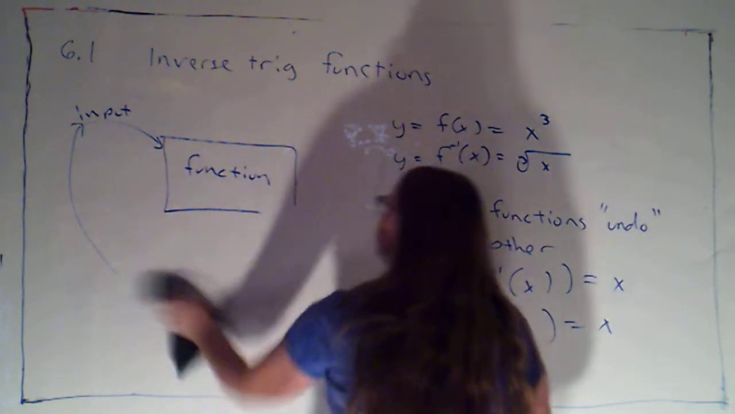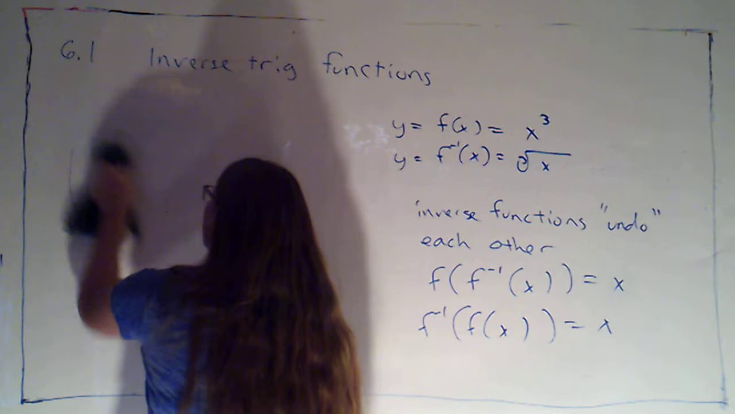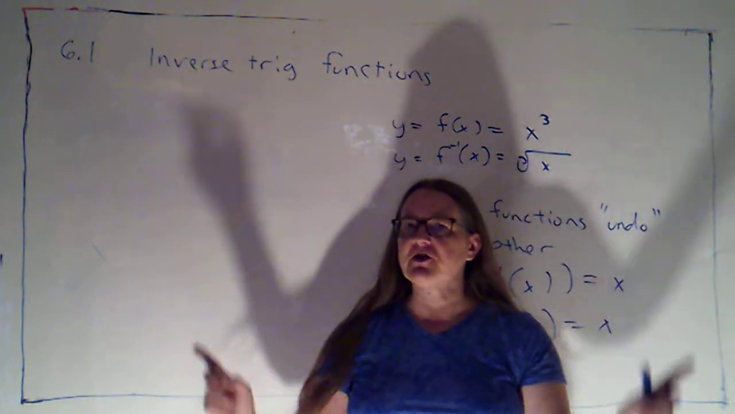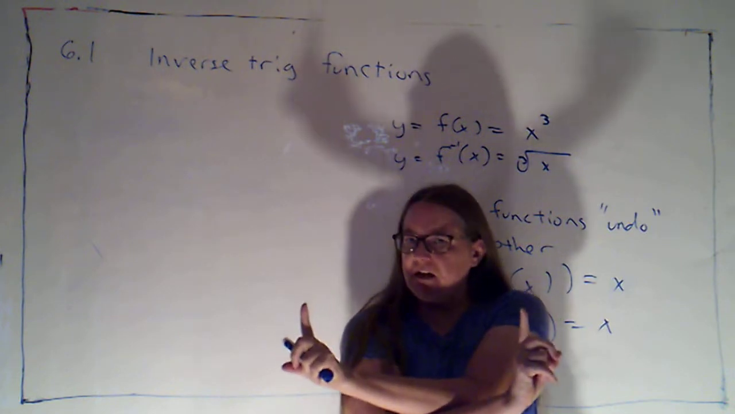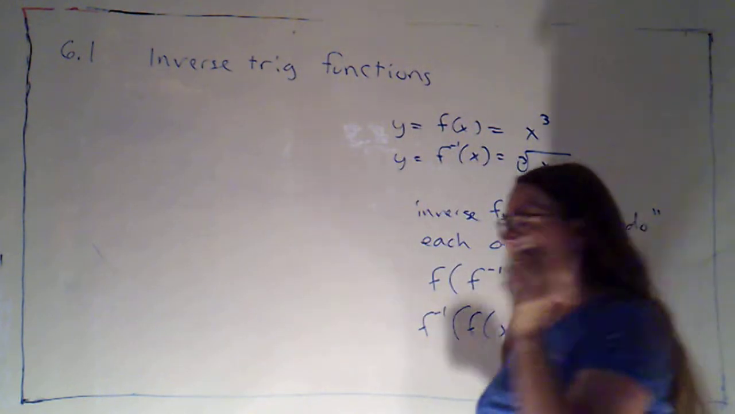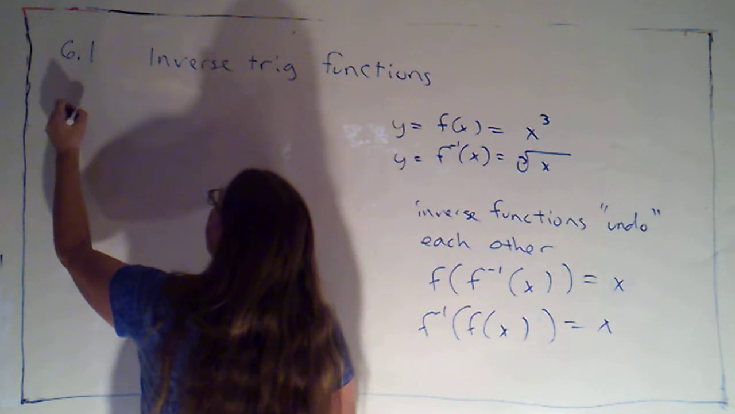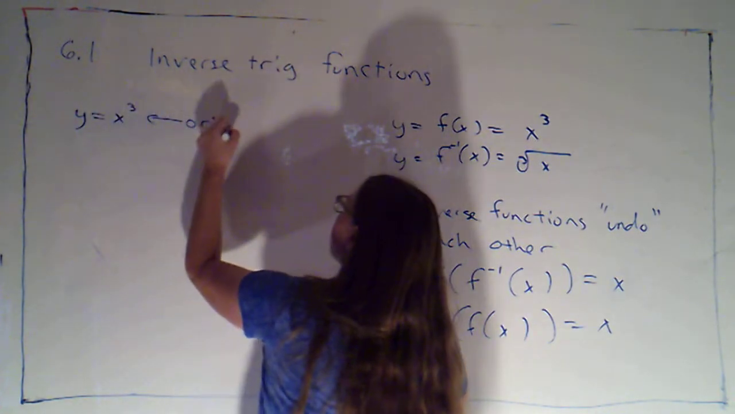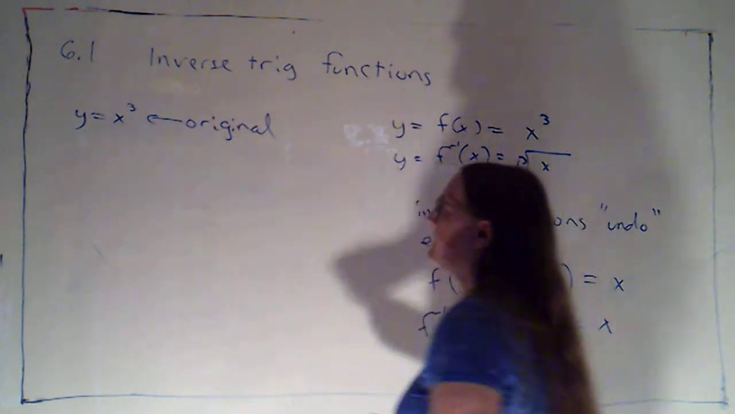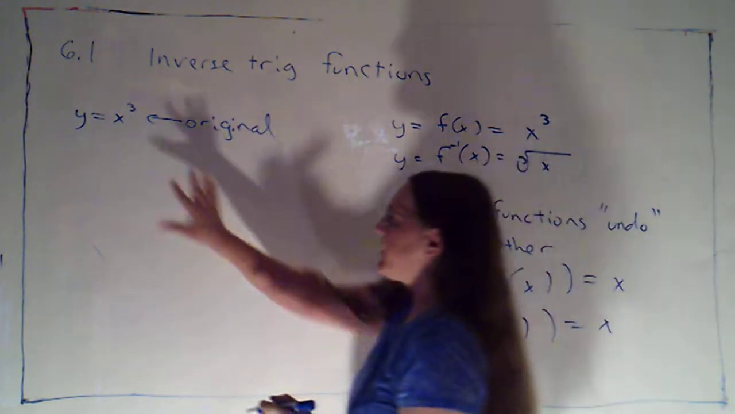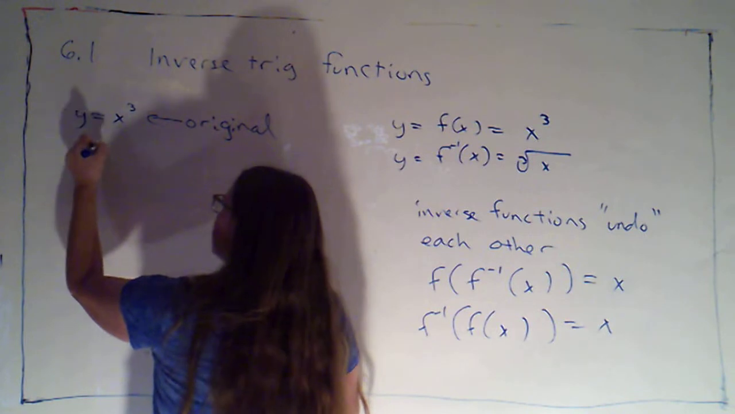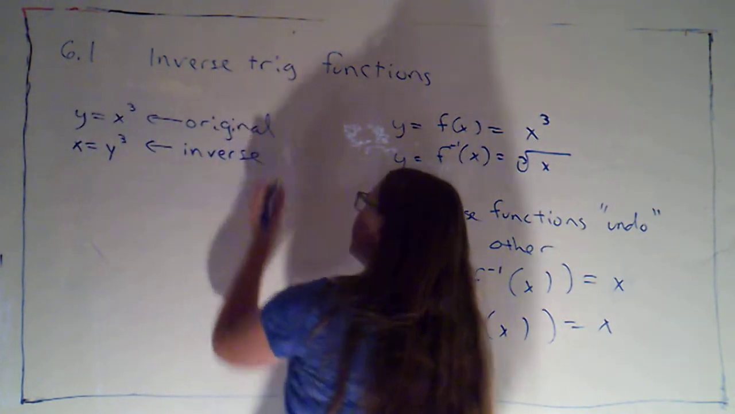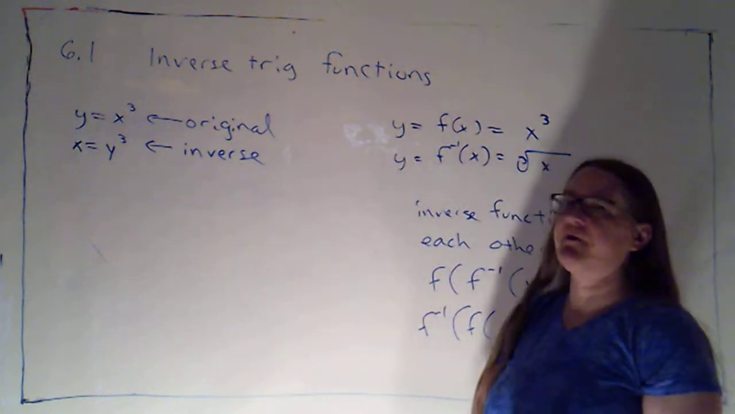I can also think of them a little bit more graphically, because I can get inverse functions by just switching the roles of input and output. So let's suppose I had y equals x cubed. I'm going to think of that as my original function. What I'm saying is if I switch the roles of x and y, so if I write x equals y cubed, that's going to describe the inverse function.